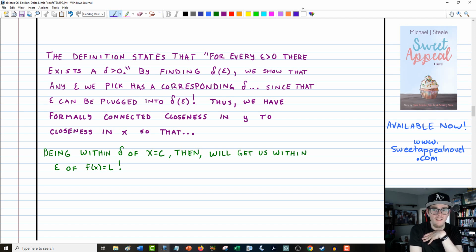So before I go on to the last problem, which does its own thing, let me go over a quick little paragraph here that I think summarizes what's happening with this whole Epsilon-Delta ballgame we're talking about here.